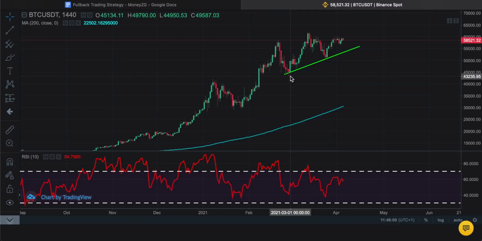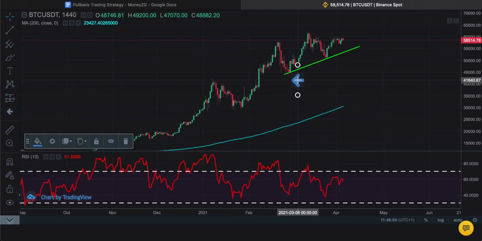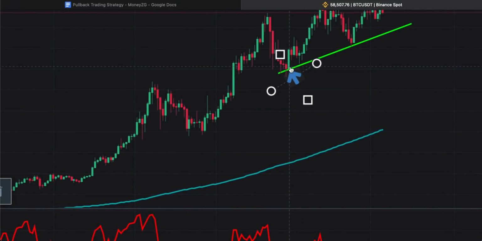With our current pullback trading strategy, we would enter right here. So we would actually enter at this point on the chart, as you can see, and that would have been a very good position to enter for us. So we would have actually entered around this price right here.